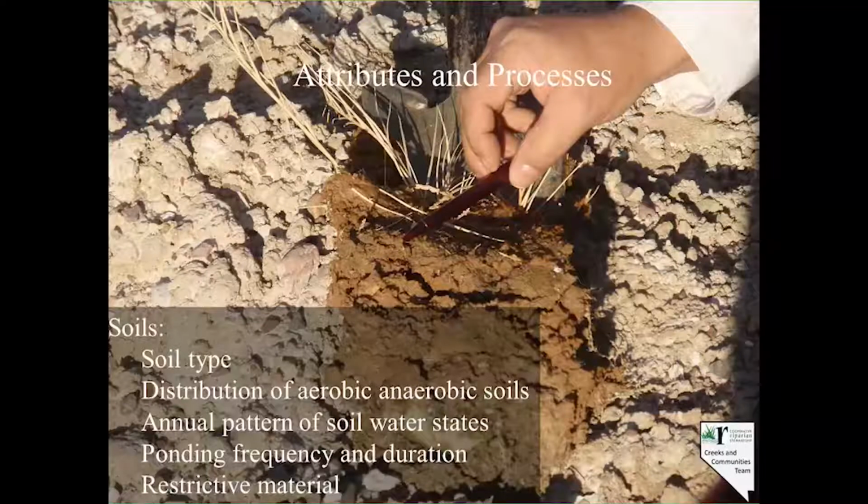What's the annual pattern of soil water states? So are they wet year-round? Are they wet for a month out of the year? How do they get wet? Are they saturated from underground only? Are they saturated by overland flows? Are they saturated from a spring? So it's sort of underground for a while, but then once that spring brook starts, then stuff's saturated by surface water. And then again, how frequently does that happen?